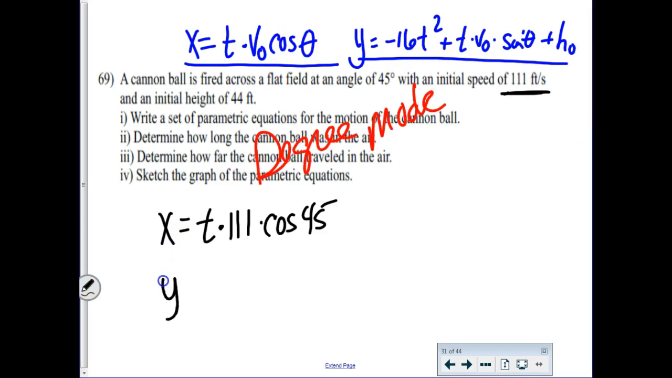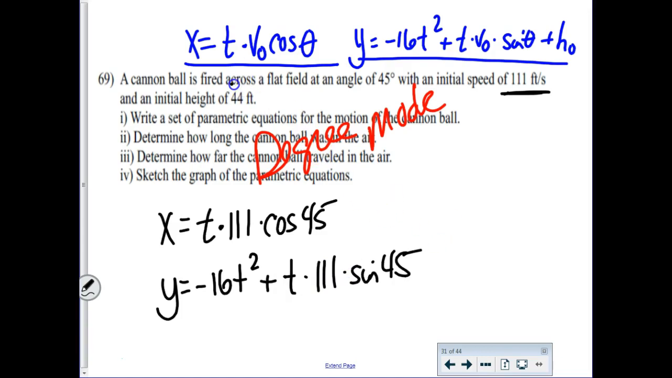And then for your height, your vertical position, I should say, negative 16 t squared plus t times 111 times the sine of 45. And then there is an initial height on this one. It didn't start on the ground, so plus 44. Calculator in parametric and degree mode.